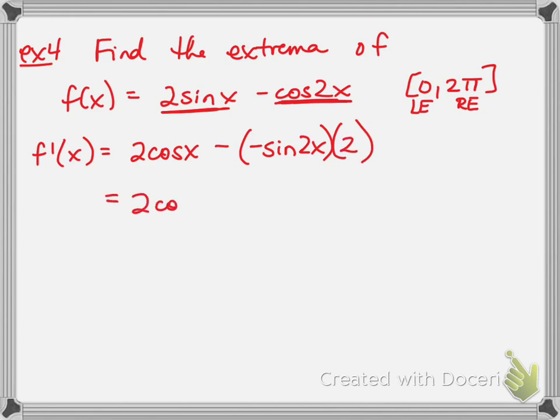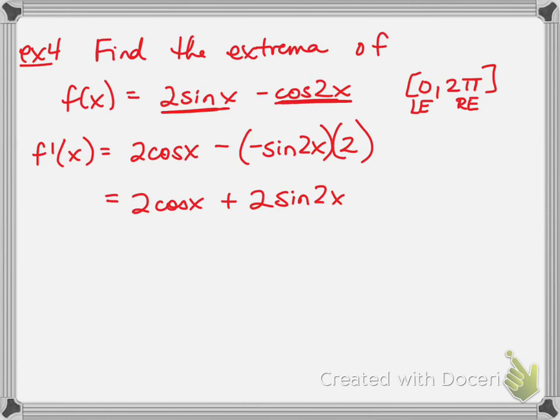So it's 2 cosine x plus 2 sine 2x. Sometimes the book likes to take advantage of opportunities to remind us about trig identities.